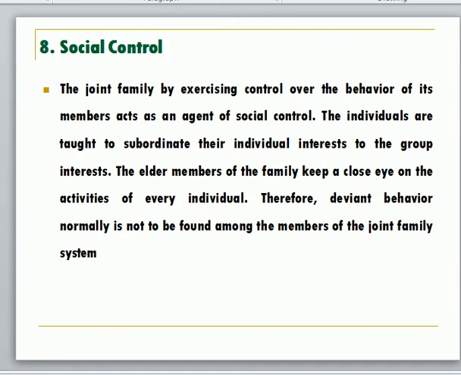Social control: family members are being controlled by the other family members in a joint family system. The joint family system, by exercising control over the behavior of its members, acts as an agent of social control. Individuals are taught to subordinate their individual interest to the group interest. The elder members of the family keep a close eye on the activity of every individual. Therefore, deviant behavior, meaning bad behavior, is normally not found among the members of the joint family system.